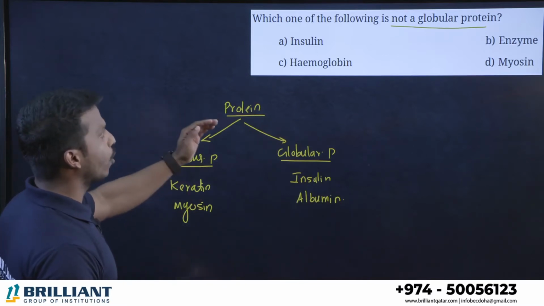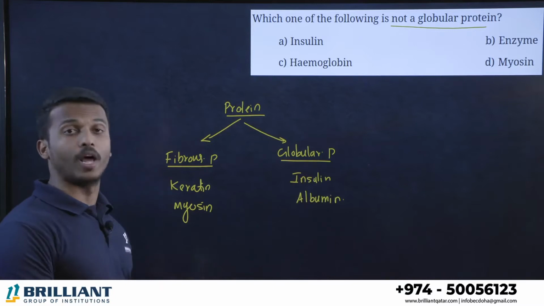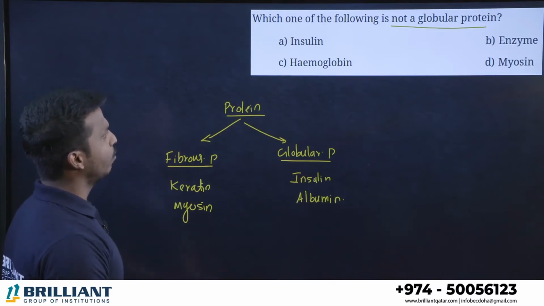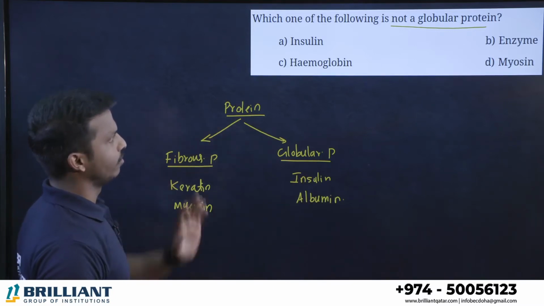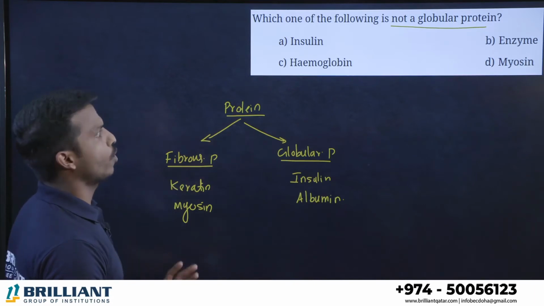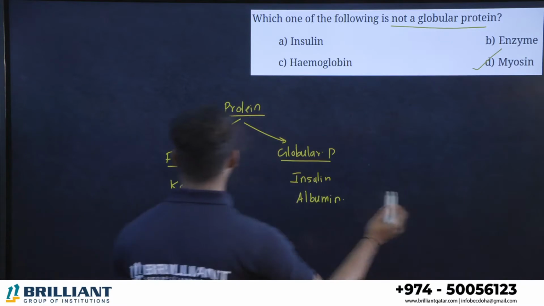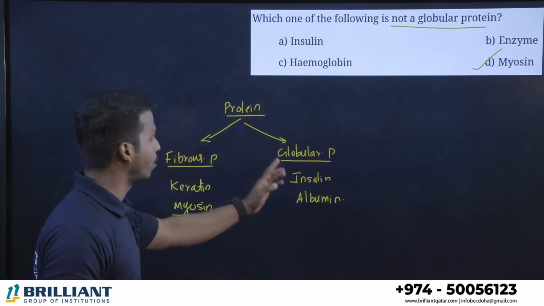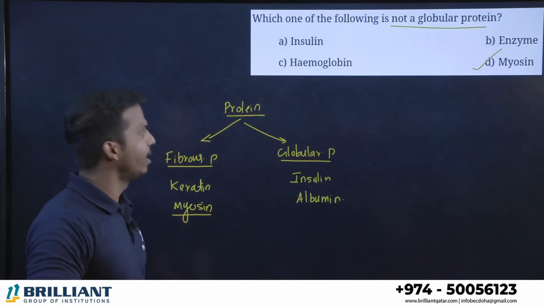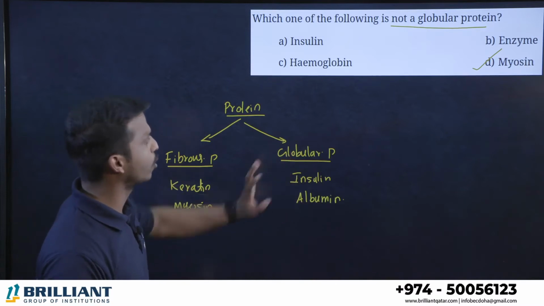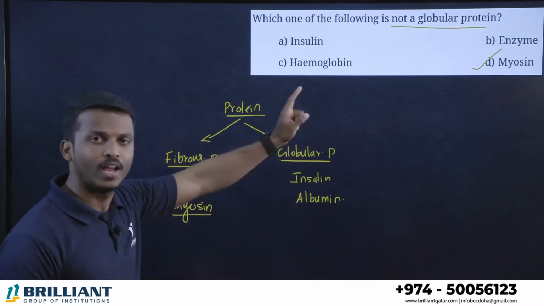So which one of the following is not a globular protein? What's your answer? Insulin, enzyme, hemoglobin do not belong to this category. Which one? Myosin. Myosin is actually a fibrous protein, not a globular protein, right? Albumin and insulin are globular proteins. Myosin is not a globular protein.